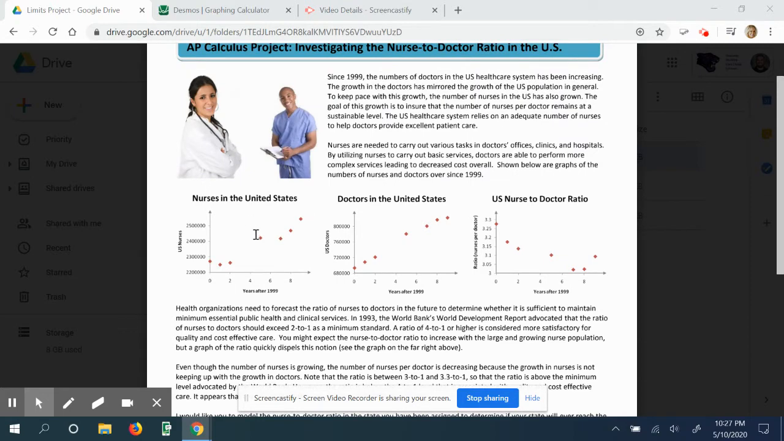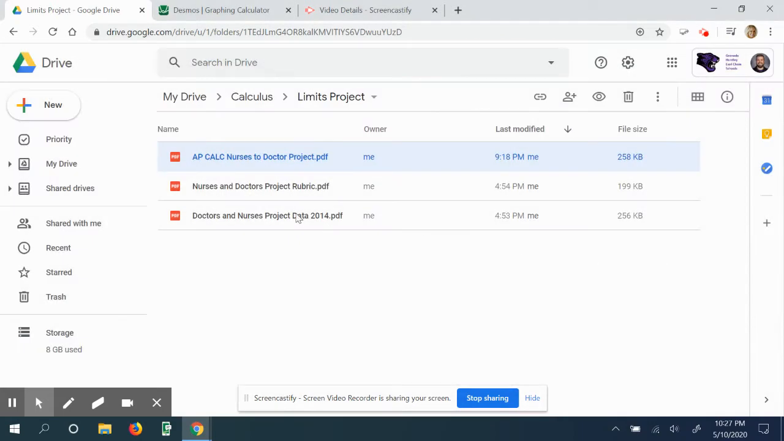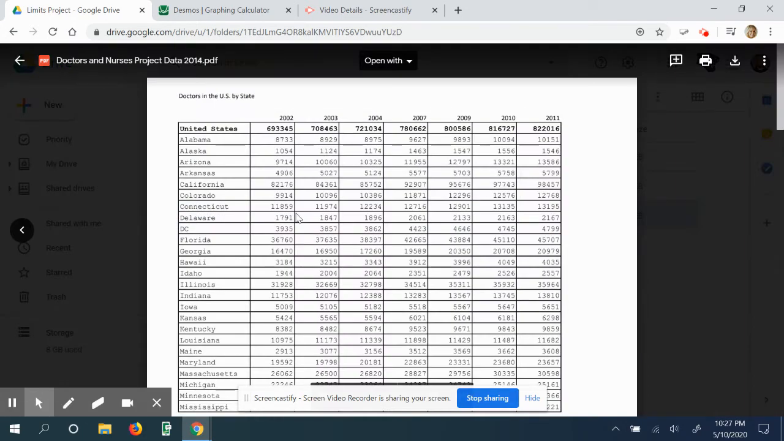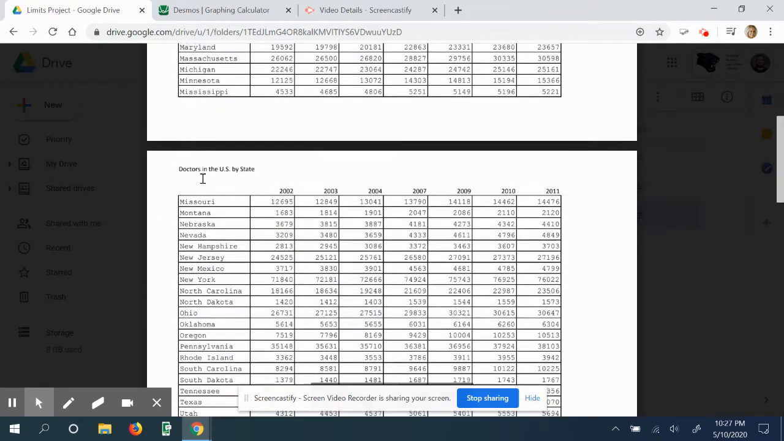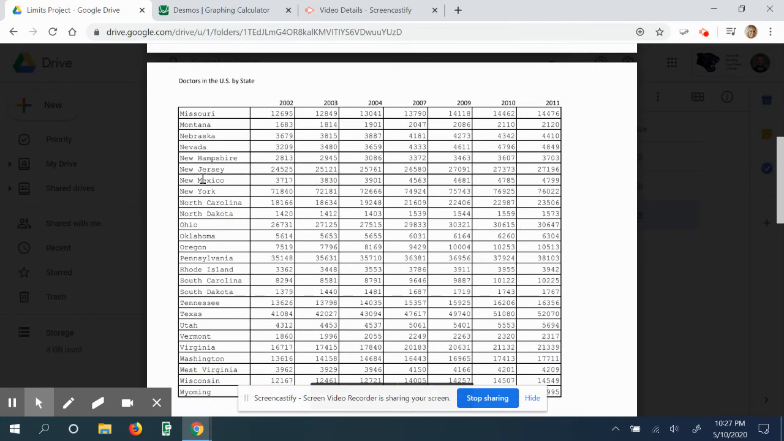Now, this is comparing nurses and doctors in the U.S., but you're going to be given a state. And so what I'd like you to do is pick a state that starts with the same letter as your first name or last name. Now, for me, it would be either Alex, which would be an A, so I could pick Alabama, Alaska, Arizona, or Arkansas, or I could pick R, which would be Rhode Island.